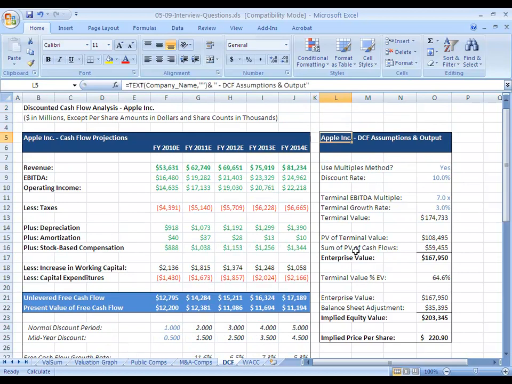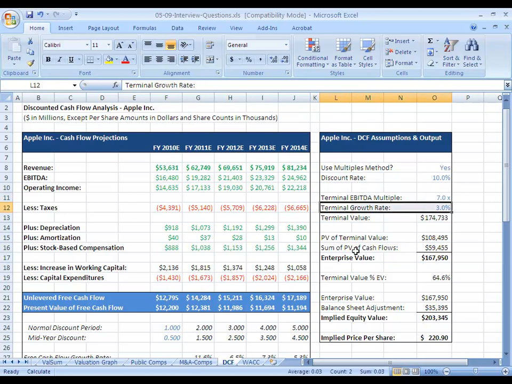Another set of questions you can get concerns how to calculate terminal value in a DCF. So the most basic one is, what are the two methods for calculating terminal value? The first one is the multiples method. So we take unlevered free cash flow or EBITDA, assign a multiple to that, and use that to get to the company's enterprise value. Or we use the Gordon growth method.